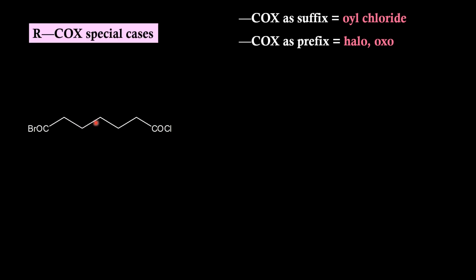This molecule consists of two types of acyl halides. In this situation, we should consider one of them as suffix and consider another one as prefix. When COX sits as a suffix, it's called by the name oyl halide. When it sits as a prefix, it will be called by the name halo-oxo. Among different halogens, fluorine takes up the highest priority, then chlorine, bromine, iodine. So between COCl and COBr, COCl takes up the highest priority. So this will act as a suffix. COBr will act as a prefix. So we should start numbering from this end.